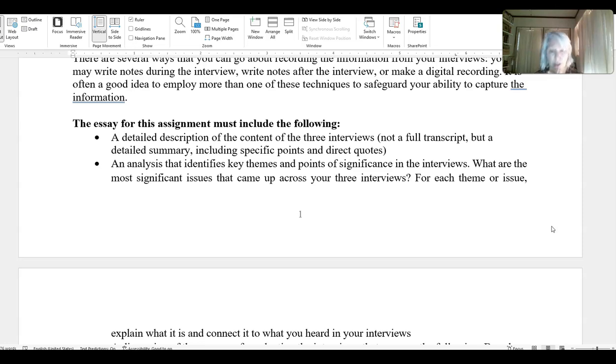Okay. So I think that is, hopefully, a good overview of both methods in cultural anthropology, specifically interviewing, and how you're going to apply that understanding, that knowledge, that technique to this particular assignment.